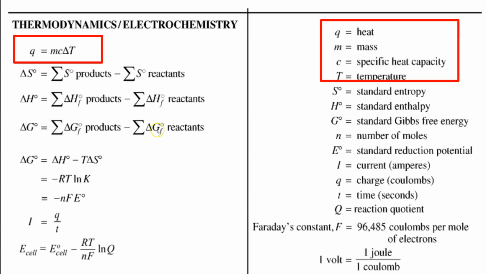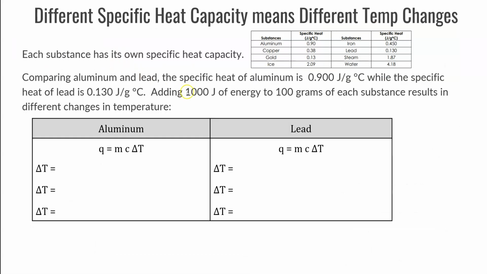In the thermochemistry for the AP exam, you're going to have your Q equals MCΔT formula at the top, along with your Q, M, C, and delta T here, so you can always refer to this table. Now let's talk about how different heat capacities mean different temperature changes. So let's talk about the difference between aluminum and lead. In aluminum, the heat capacity is 0.900 joules per gram degree Celsius, while the heat capacity of lead is 0.130. Adding 1,000 joules of energy to 100 grams of your substance results in different temperature changes.